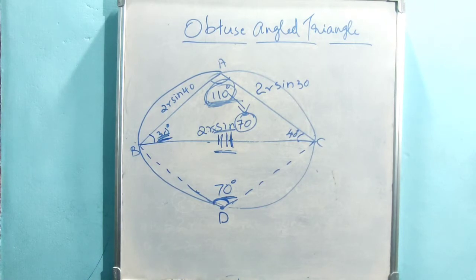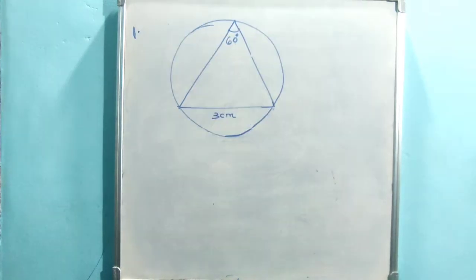Now we have some problems based on this. Let us do the problems in page number 114, first question. So this is the first problem. The figure shows a triangle and its circumcircle. What is the radius of the circle?